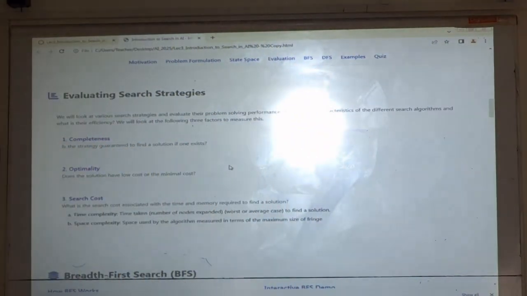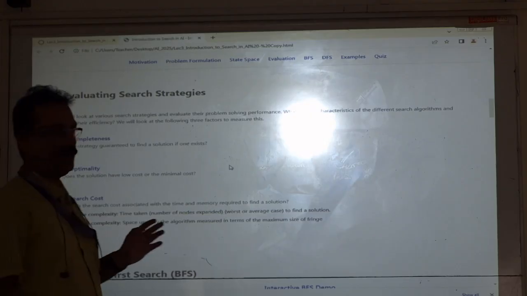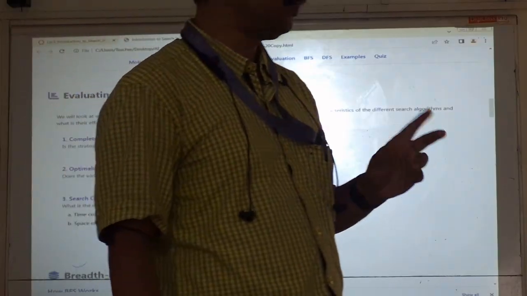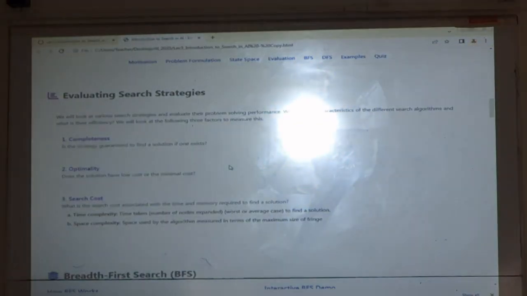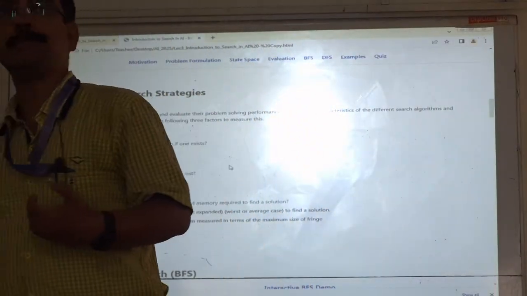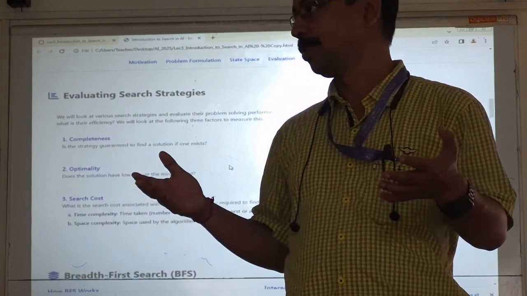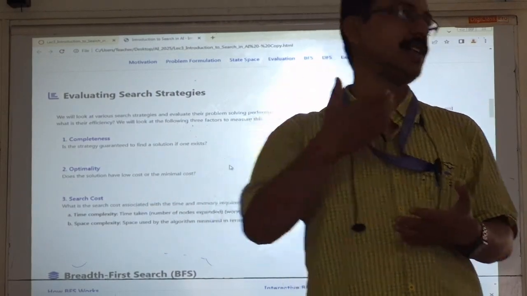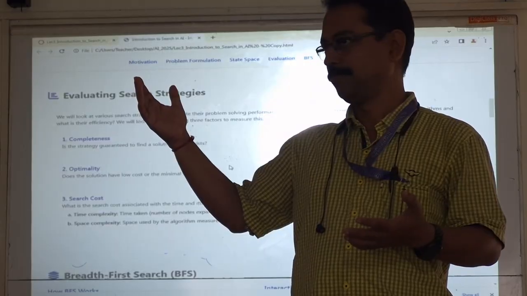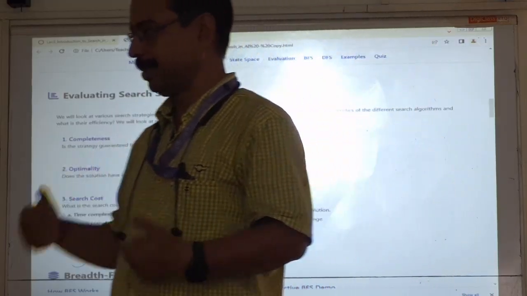Search cost. It is actually the derivation for the optimality that you are probably learning in the data structure class, that we check the complexity of an algorithm in different ways, the time and the space complexity. Time complexity is a measure by which we decide that if the size of the problem grows, how the time taken by the algorithm to finish will grow. That is actually known as the time complexity.